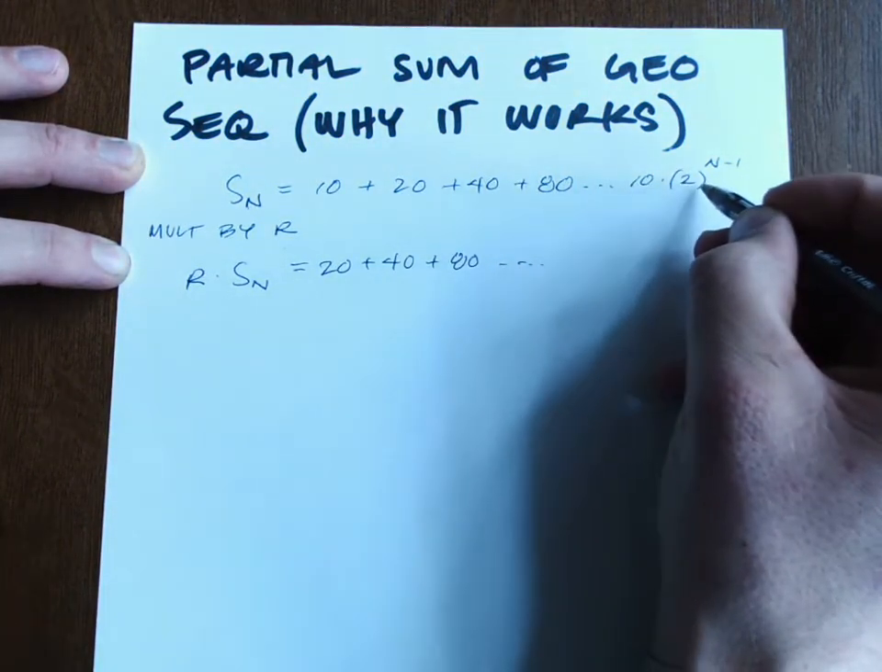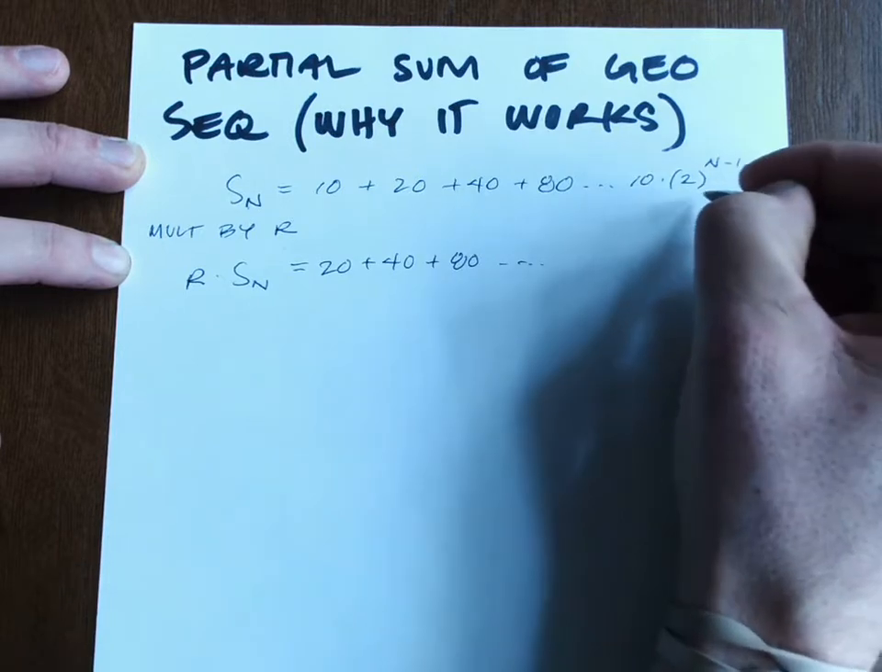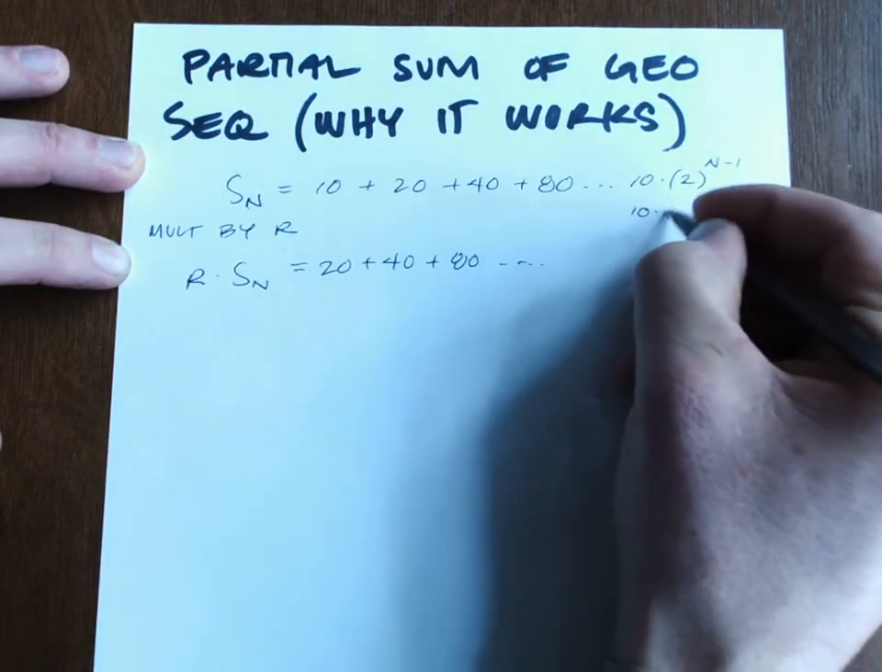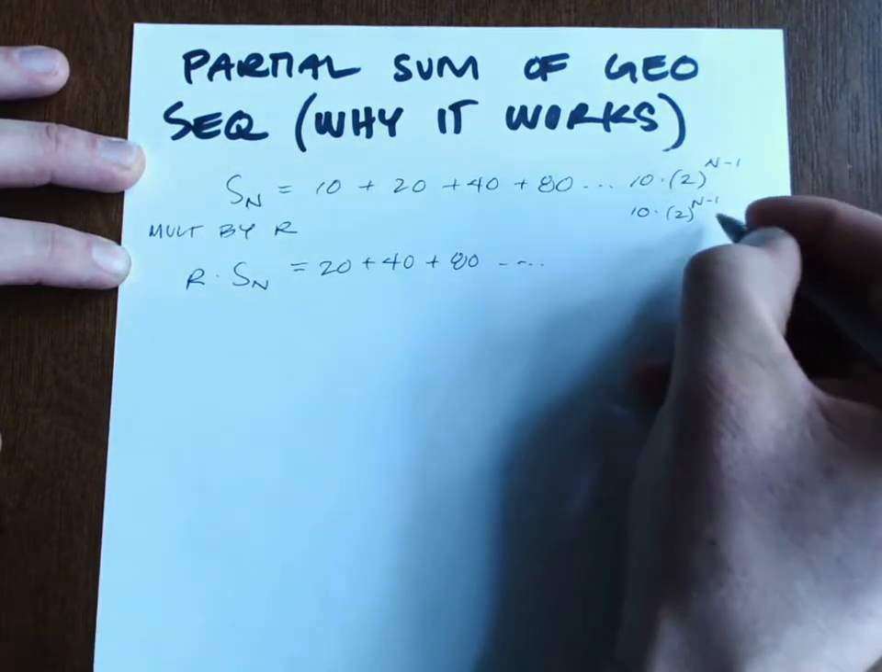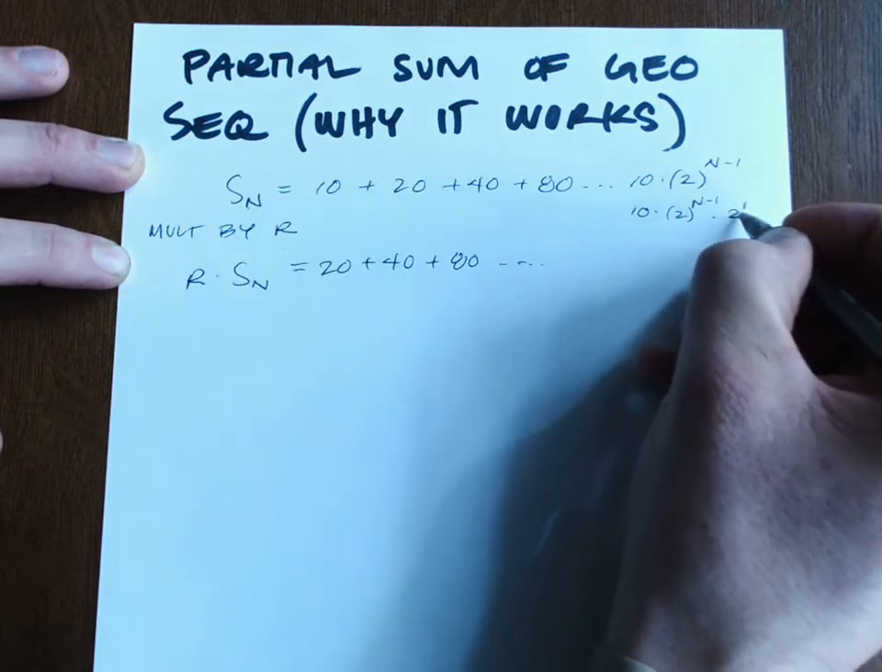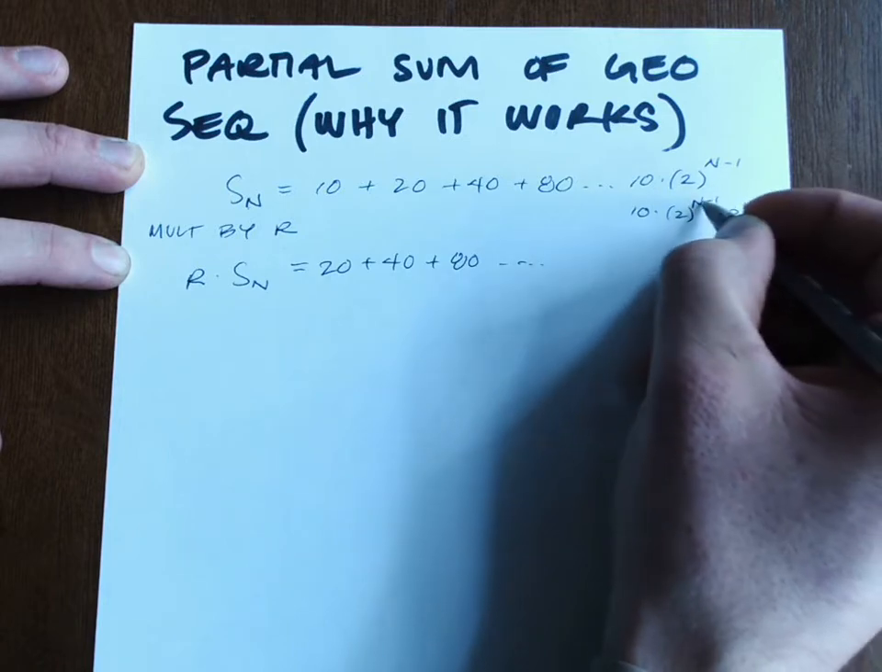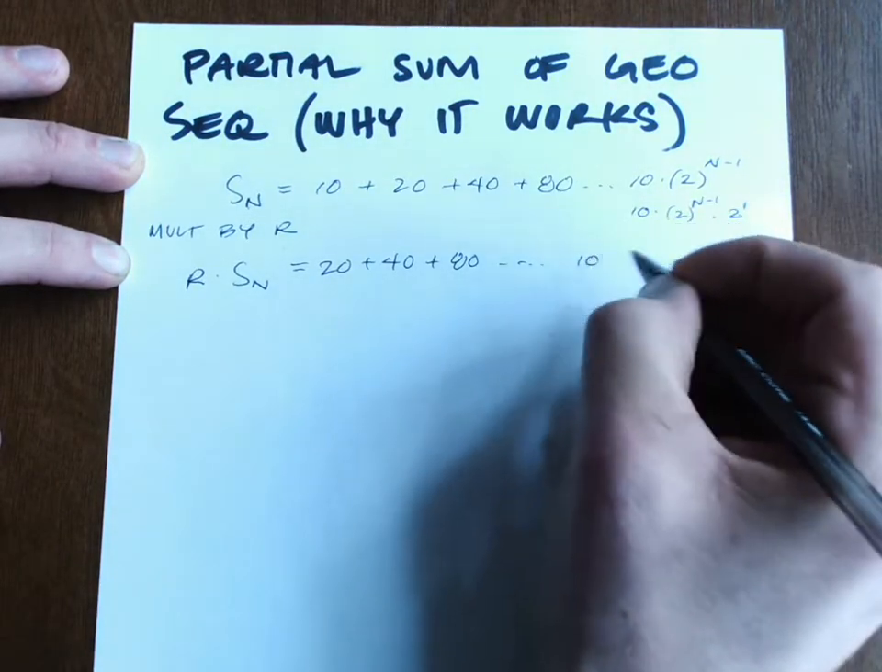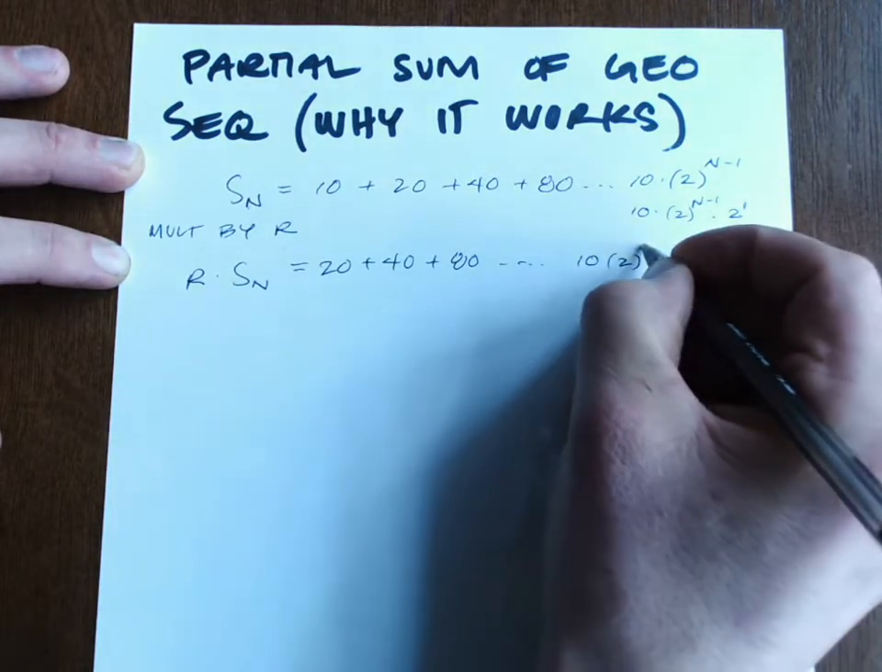If you multiply this by 2, it would be 10 times 2 to the n minus 1 times another 2. This is 2 to the first. These two, the exponents add together. And so the last term would then look like 2 to the n.